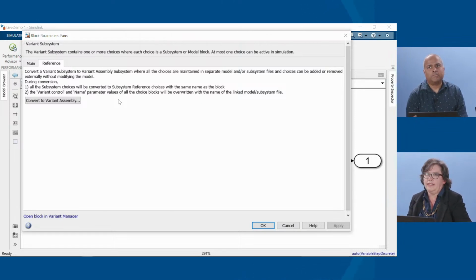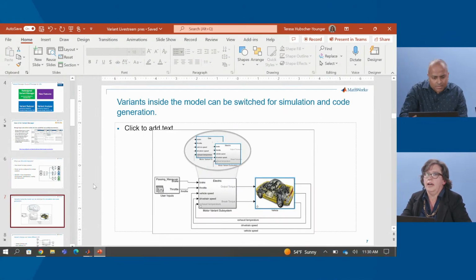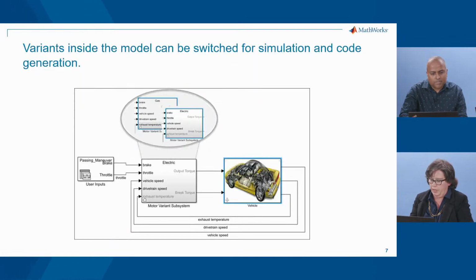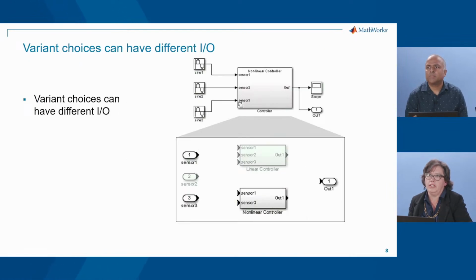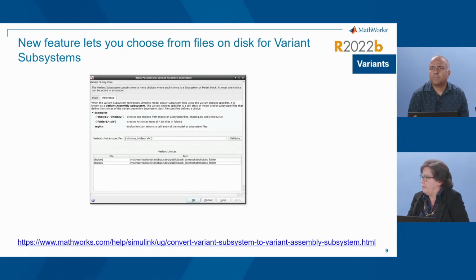Okay. So that's the variant assembly subsystem. So I'm going to go back to my slides. Yeah. Here we go. Okay, so we talked about switching the variants for simulation and code generation. We talked about having different I/O. And then you brought up the variant assembly subsystem. Okay. So yeah, this is a new feature for 22b, super exciting. It lets you choose from files on a disk for the variant subsystem rather than having to.